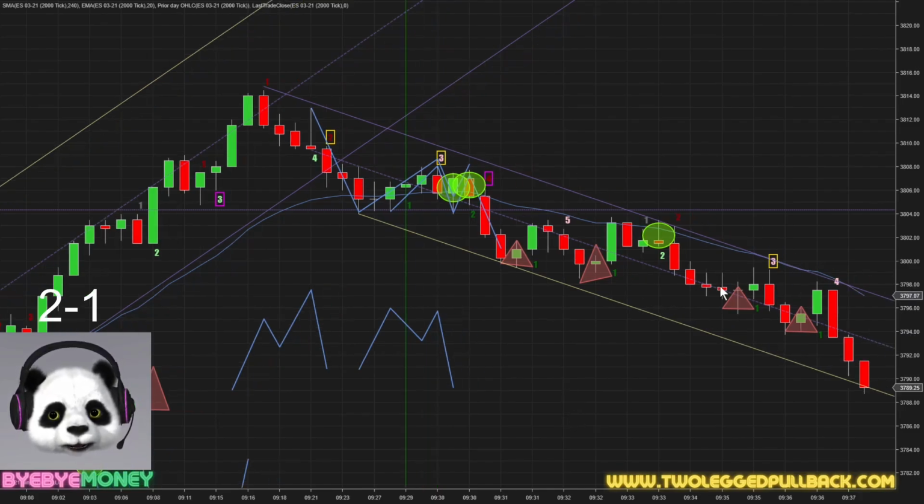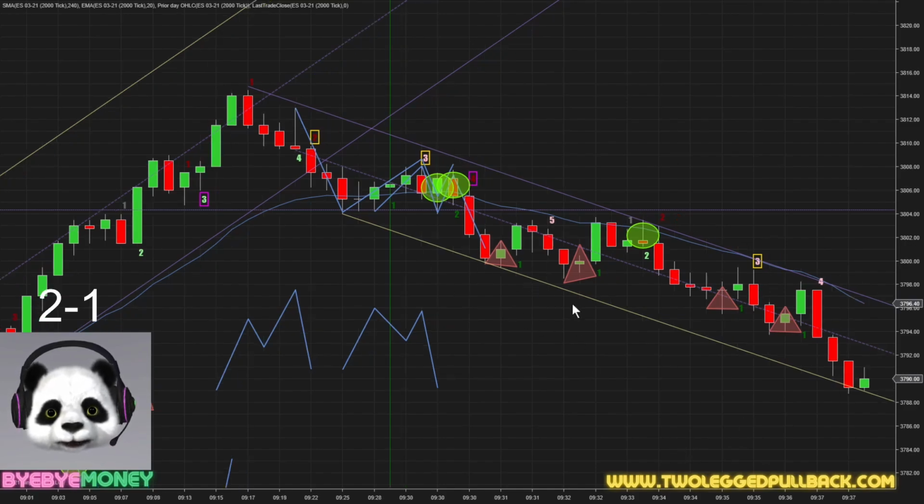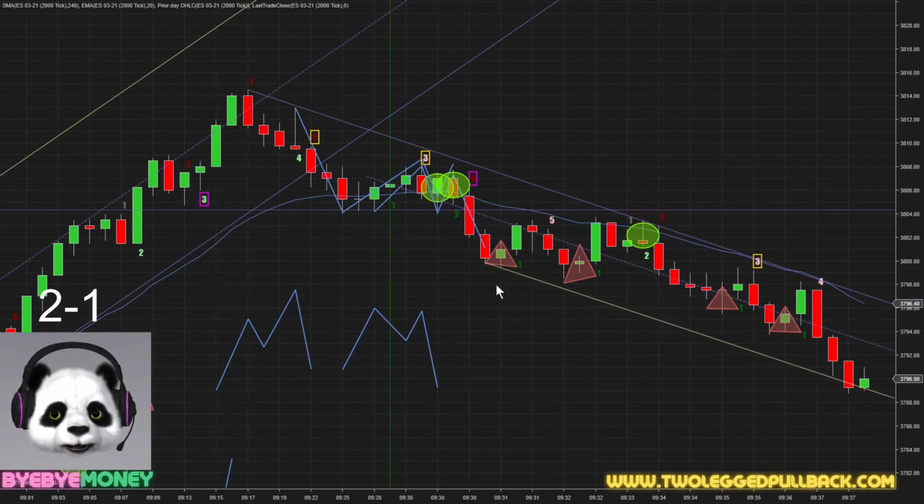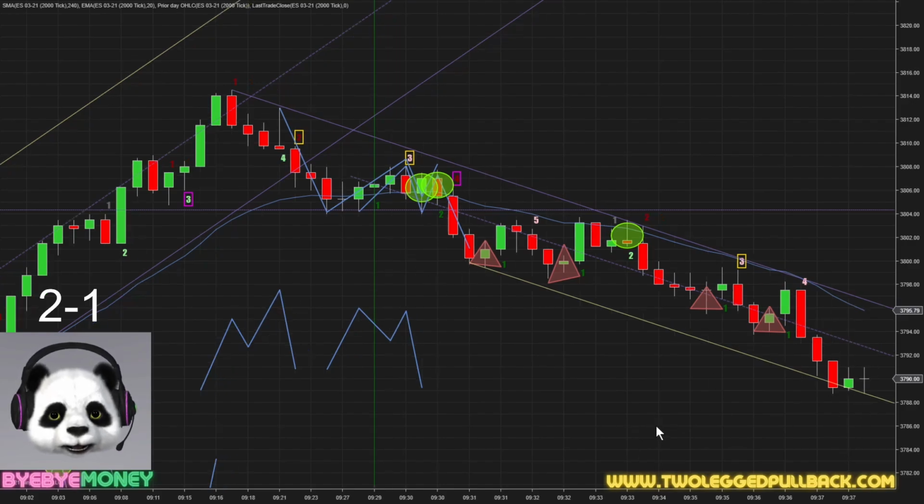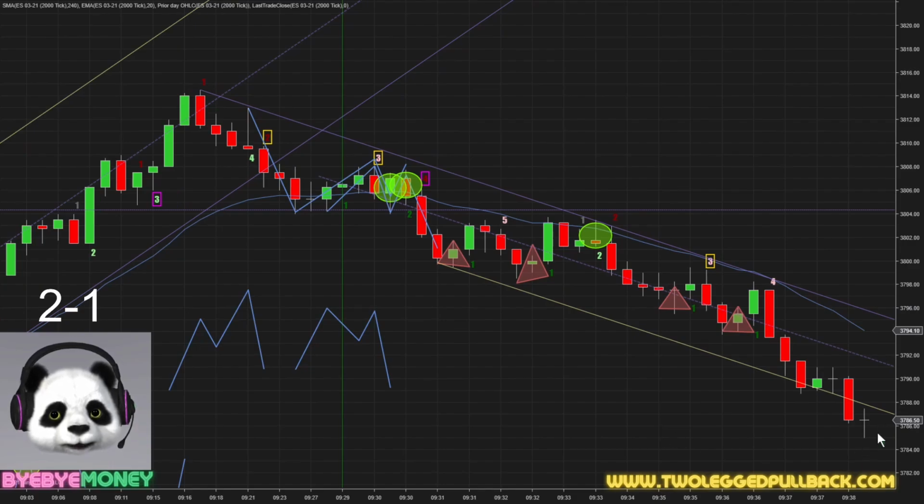Keep going. And while we're in this channel, this channel is very respected, as we can see here. I made this channel from this pivot high and this pivot. We can even update it here to this pivot low, and we have this channel being respected as of now. So we do have a green one here. Skipping it. Doji plus counter trend.